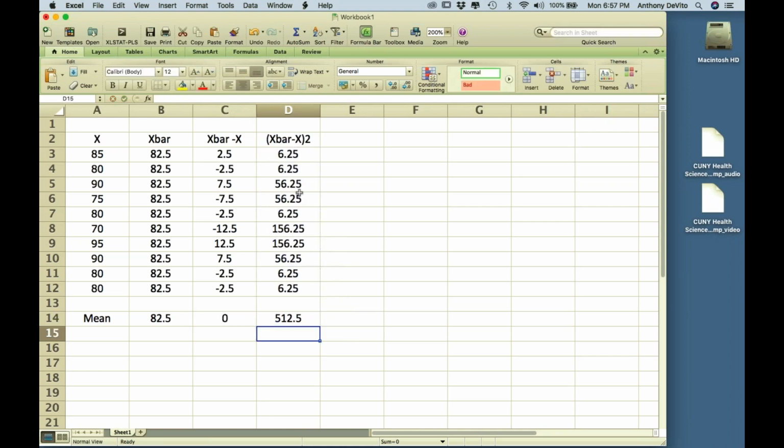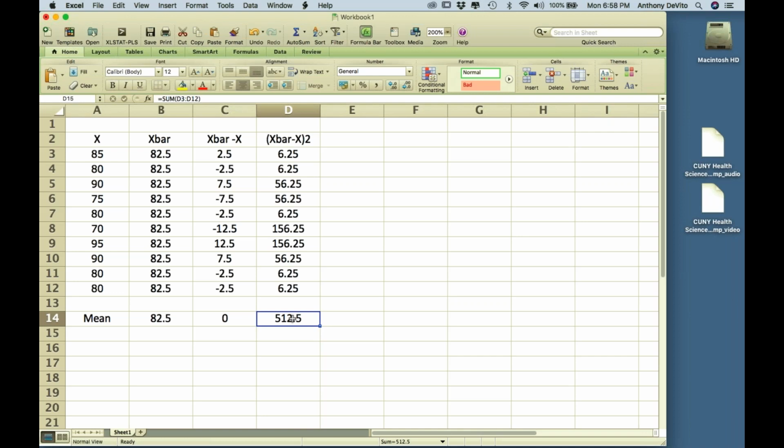And there's a big number. I got 512. So you can see that the bigger the differences are, the bigger the squares of the differences are, and the bigger this number, which is the sum of the squares of the differences. Sum of squares. Right? So this number represents the variability between the mean and each individual value all added together.